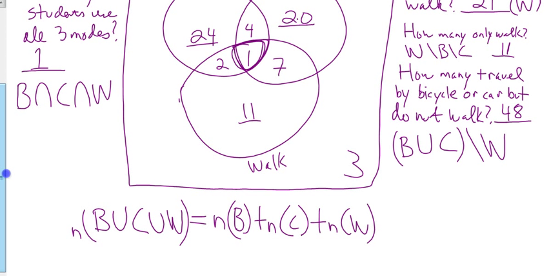Now there's a problem with doing that, right? What's the problem with doing that? If I take bicycle, which is this guy, there's 24, 25, 32 that bicycle. The number that take the car is 28, 29, 31. The number who walk is 3, 10, 21. Now how many students are there in total? What's the total number of students in this entire survey?